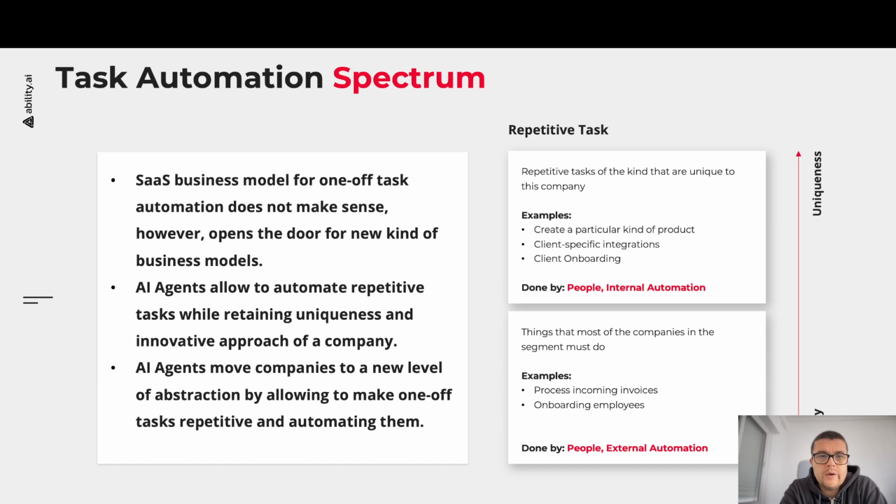And the next important, to my mind, conclusion is that AI agents, the ones that everybody is talking about, the ones that we're building, allow us to do something a little differently. They allow us to automate the repetitive tasks in a way that retains the uniqueness of the company. Previously, or even currently, when you automate something, you automate it almost in an identical fashion to the rest of the market that you are working with. It does create efficiency, but it also makes it more difficult for you to stand out.